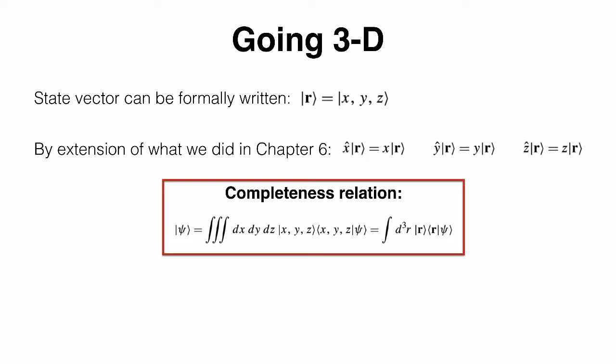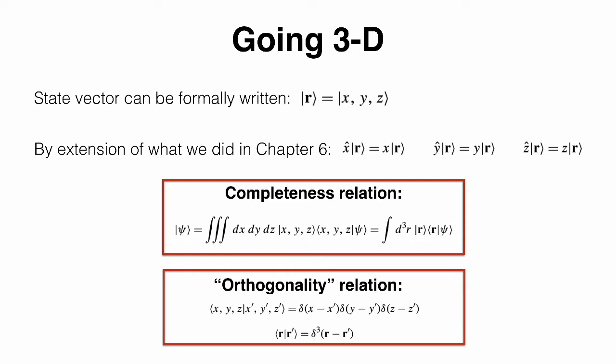In addition to the completeness relation, we have a good basis if we have an orthogonality relation, which simply means that if I take two state vectors |x, y, z⟩ and |x', y', z'⟩, the inner product is going to be 0 unless x equals x', y equals y', and z equals z'. This is written using the Dirac delta relation that we've done.